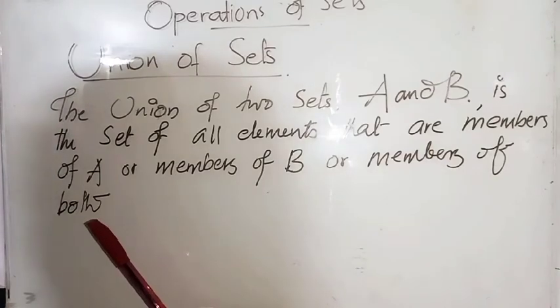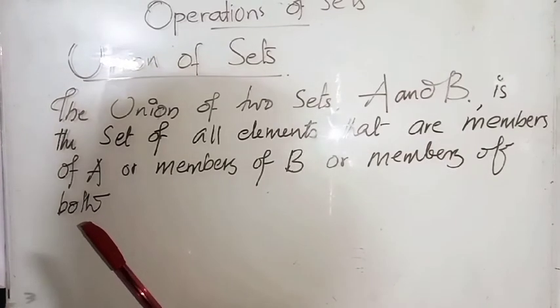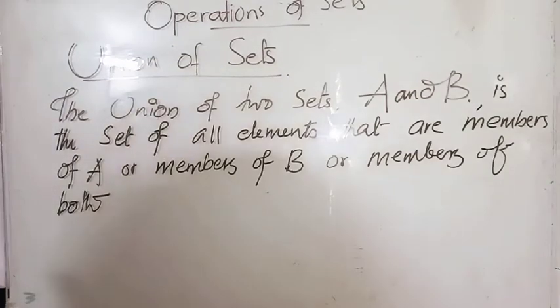What do you mean by this? In a simple way, if we say about union, it's nothing but the combination of two sets. Combine two sets together and form a new set. That is considered as union of two sets. Now let's discuss what we mean by each and every line of this definition.